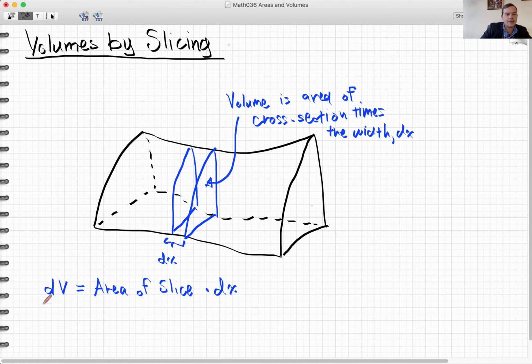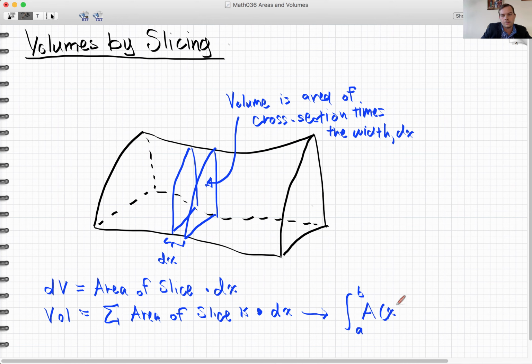So the idea is that I'm going to take a Riemann sum of these things, and so I can approximate the volume by a Riemann sum, where I'm summing over the area of slice k times the differential width. And then if I take a limit, I get the integral from a to b of what I'll call the area function, the area of an infinitesimally thin slice, times dx.